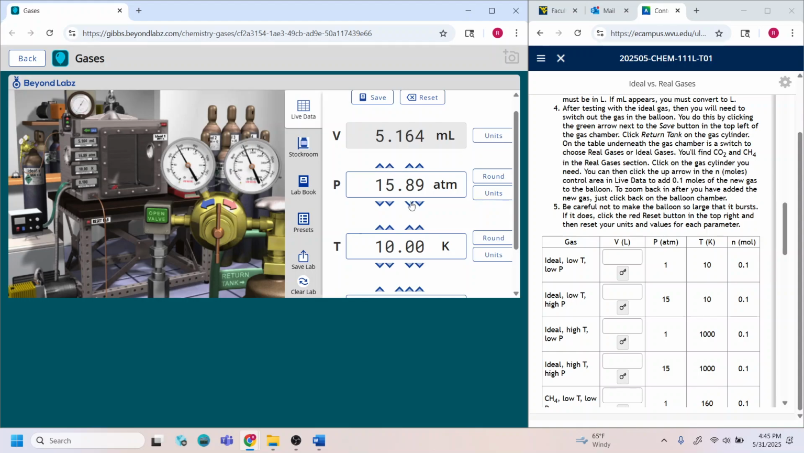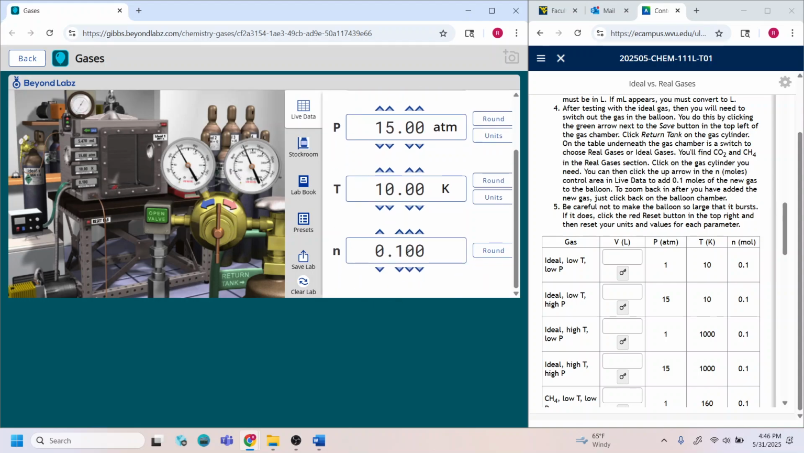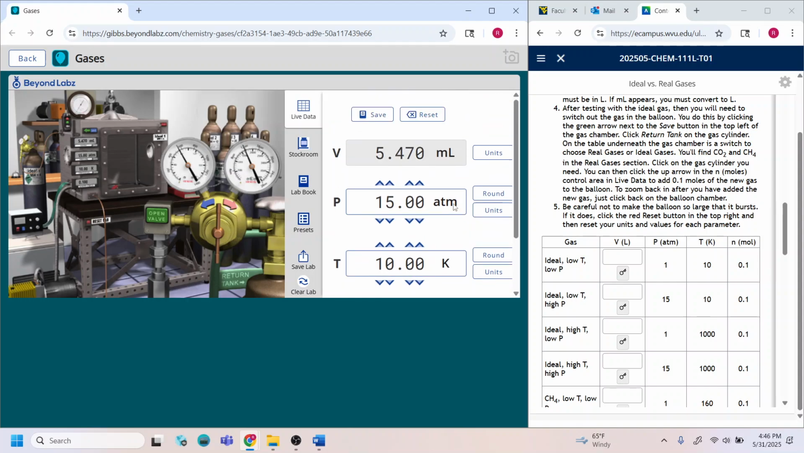Okay, just make sure that your numbers line up with the table. Okay, and this one 0. The temperature is very low, so this is why the balloon is deflated, but I had to do that test in there just to make sure that it's working and the cylinder is connected to my balloon. The gas is connected to my balloon in there.